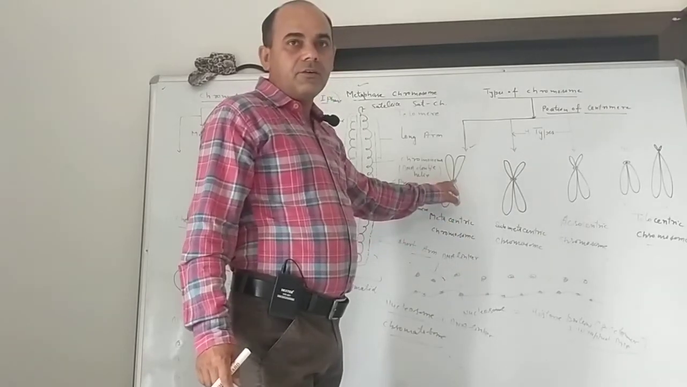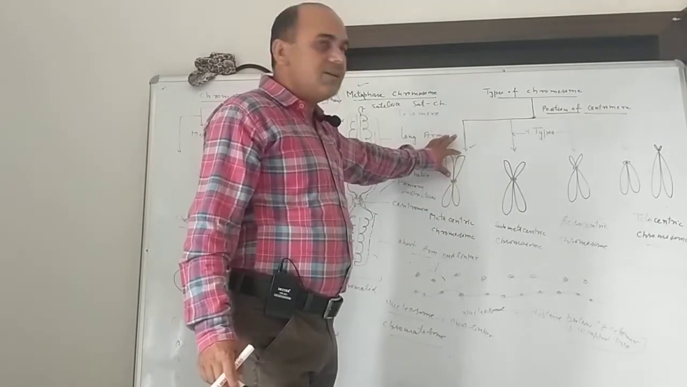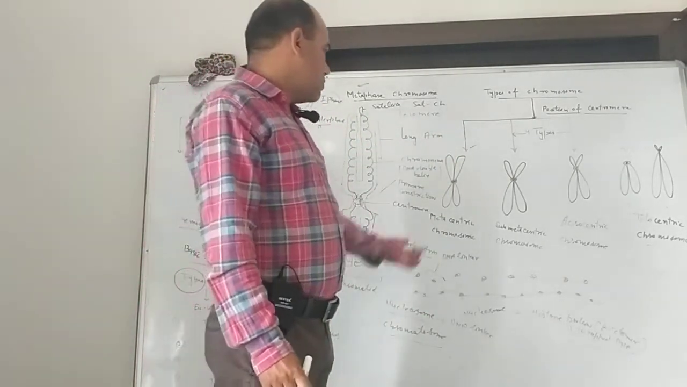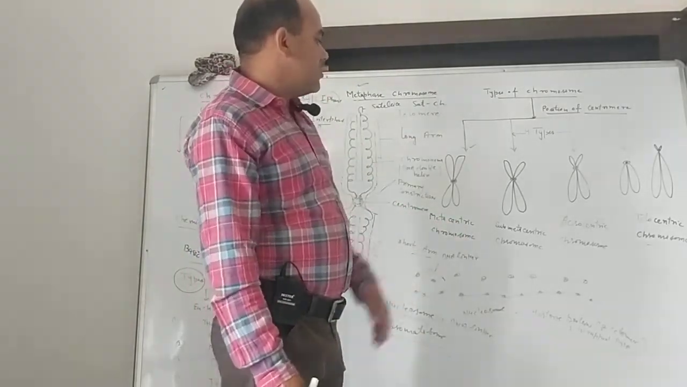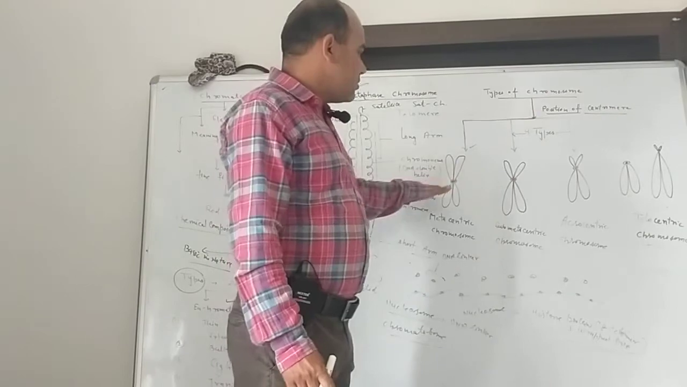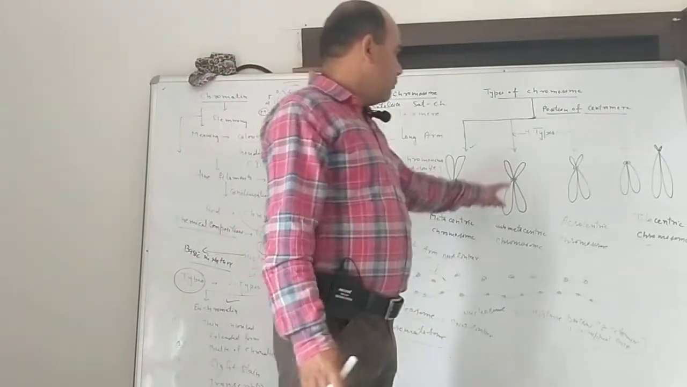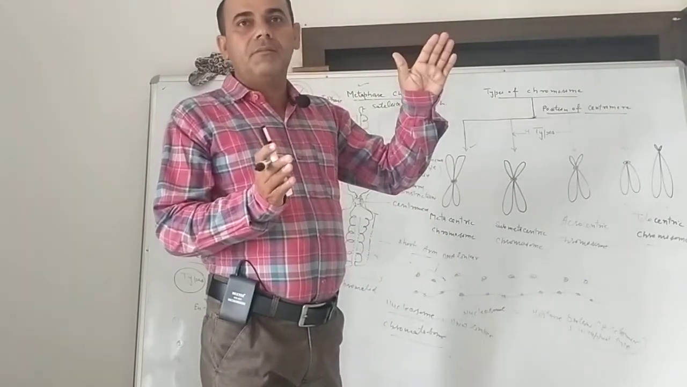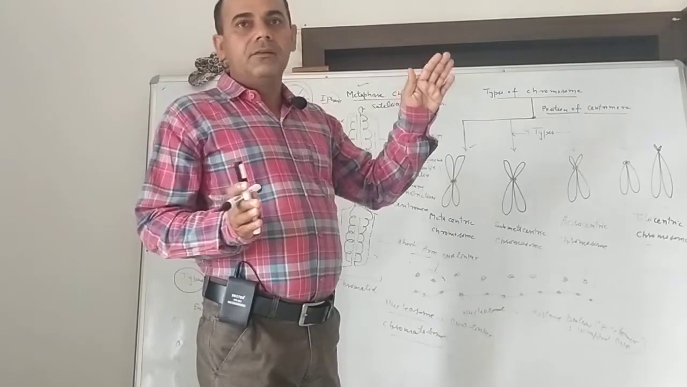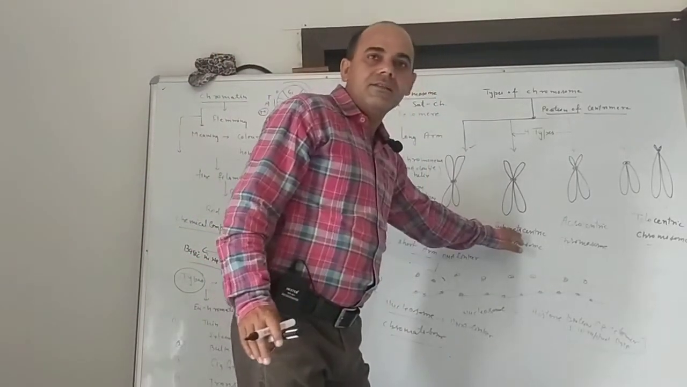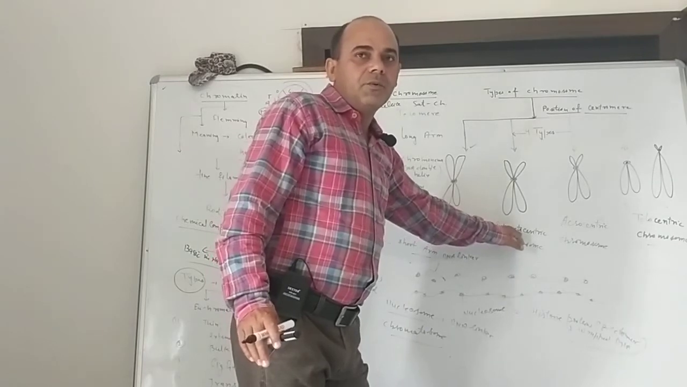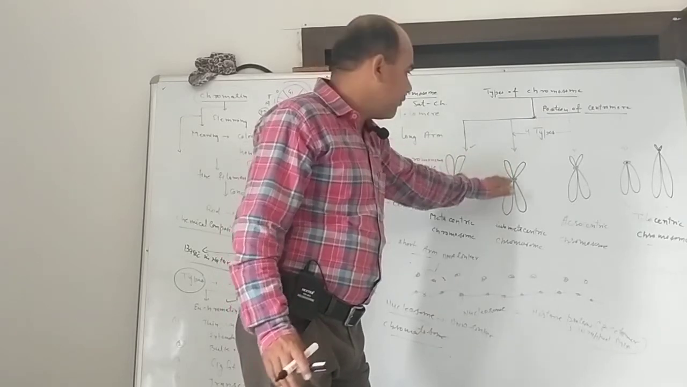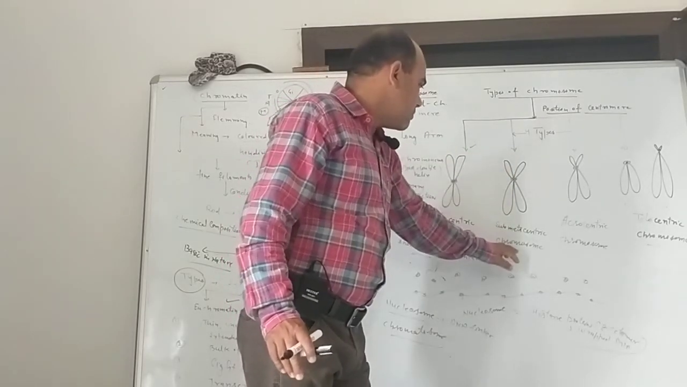What is the location of the centromere? At the midpoint. It means the lengths of these 2 arms are equal. So that's why this category of chromosome is called metacentric. The next chromosome is called submetacentric. When the pictures are compared, the position of the centromere is not at the midpoint. It is away from the middle. So that's why the word submetacentric is given. It means the centromere is slightly away from the center, slightly away from the middle. So that's why it is called submetacentric chromosome.